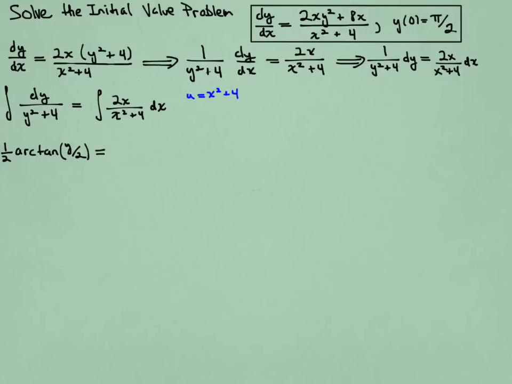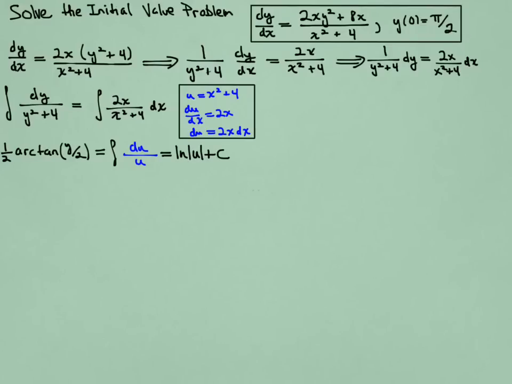The right hand side will need a substitution of u equals x squared plus 4. Its derivative is 2x, so the differential du is 2x dx, which is exactly what appears in the integral here, 2x dx. So we'll be able to make that substitution very cleanly. We'll have du over u. And then when we integrate 1 over u, we get the natural log of u. We'll put the constant of integration on this side. And back substitute, we'll get the natural log of x squared plus 4.